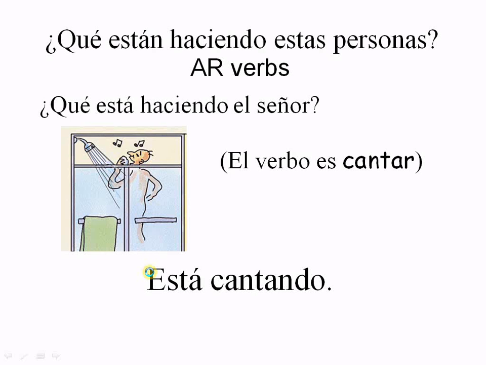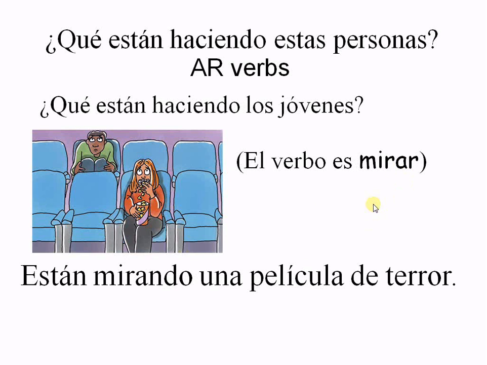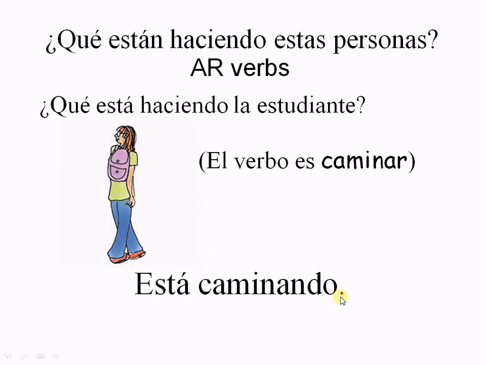Let's practice. Let's see with AR verbs. ¿Qué está haciendo este señor? Está cantando, because here we are using the verb cantar. So remember, drop the AR and add ando since cantar is an AR verb. ¿Qué están haciendo los jóvenes? El verbo es mirar. Están mirando una película de terror. ¿Qué está haciendo la estudiante? El verbo es caminar. Está caminando.